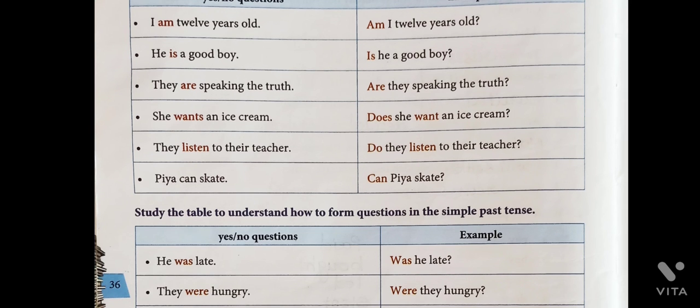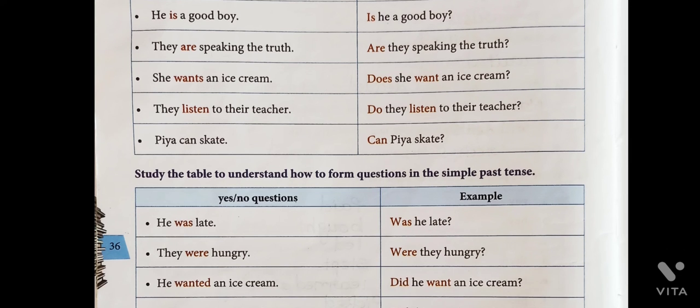Second example, he is a good boy. So now you want to ask question whether he is good or not. So how are you going to ask? You will say, is he a good boy? He is a good boy. Is he a good boy? क्या ये अच्छा लड़का है? Third one, they are speaking the truth. They are speaking the truth. So the question will be, are they speaking the truth?